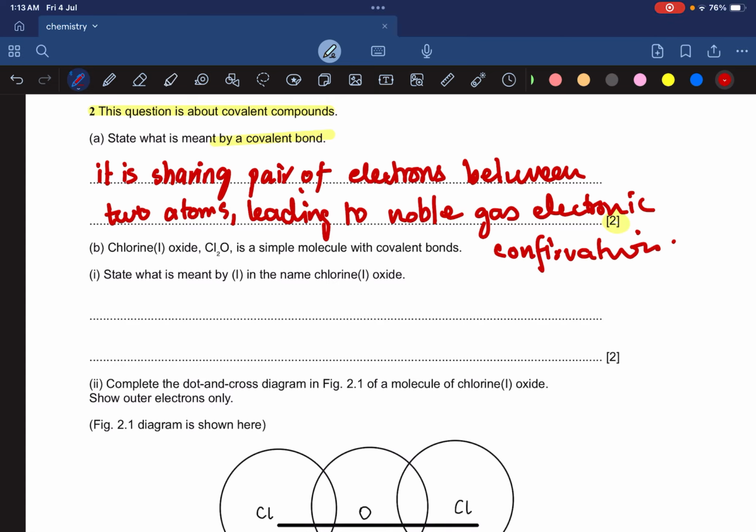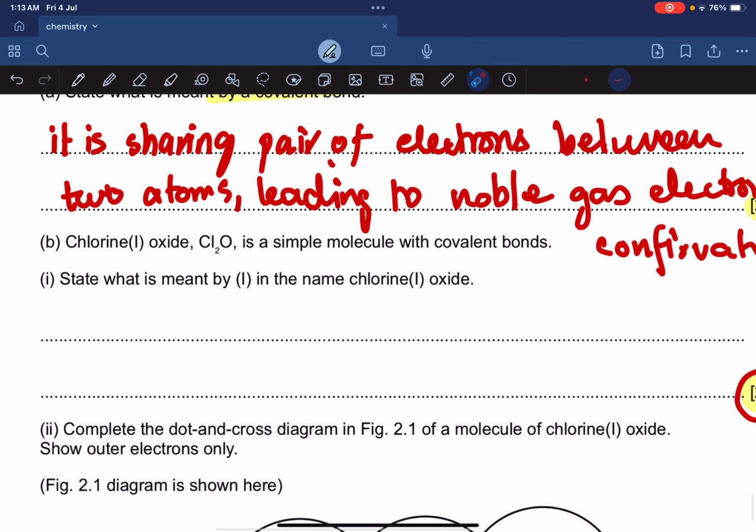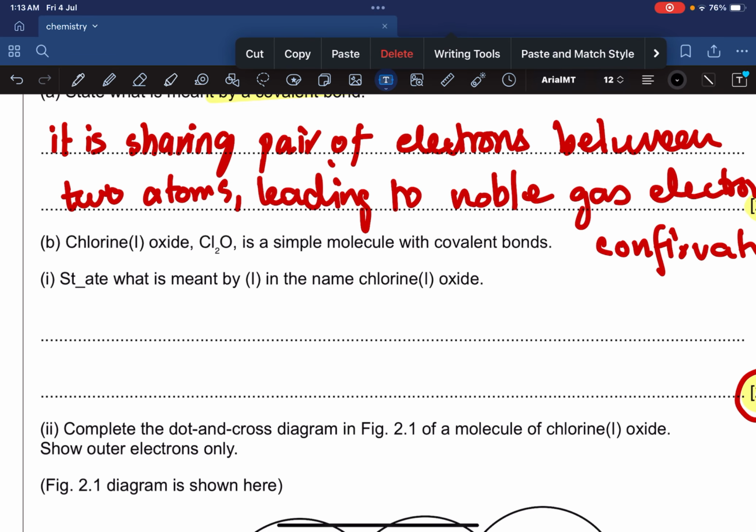Okay, next, another 2 mark question which many people were confused by. They didn't know why it is worth 2 marks. There's again something in it that you have to realize, that chlorine(I) oxide. Okay, chlorine(I) oxide is a simple molecule with covalent bonds. Okay, state what is meant by the I in chlorine(I) oxide.